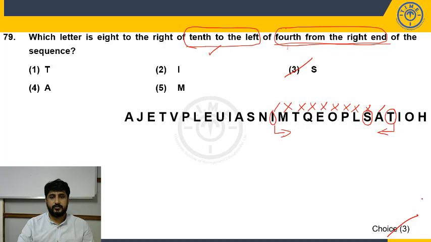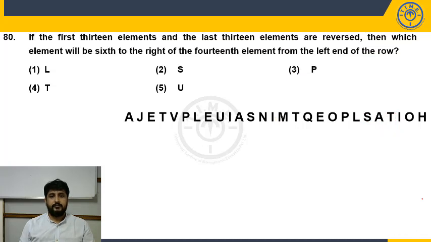Now move to the last question in this set. If the first 13 elements and last 13 elements are reversed. Let's count the total number of elements. 1, 2, 3, 4, 5, 6, 7, 8, 9, 10, 11, 12, 13. Next 1, 2, 3, 4. Then 1, 2, 3, 4, 5, 6, 7, 8, 9, 10, 11, 12, 13. So the first 13 elements are reversed and the last 13 elements are reversed. Let us assume that those are reversed.